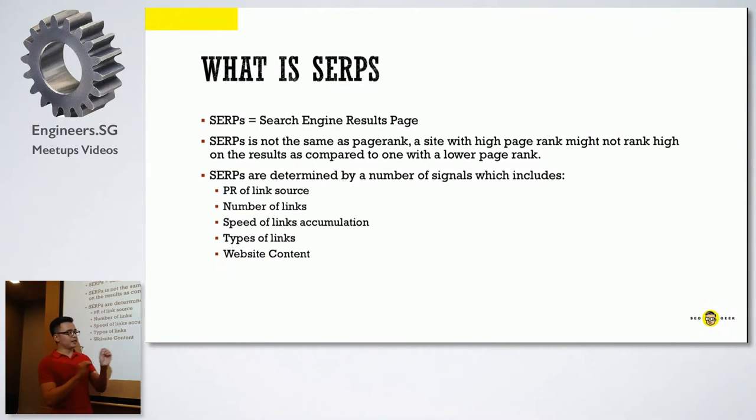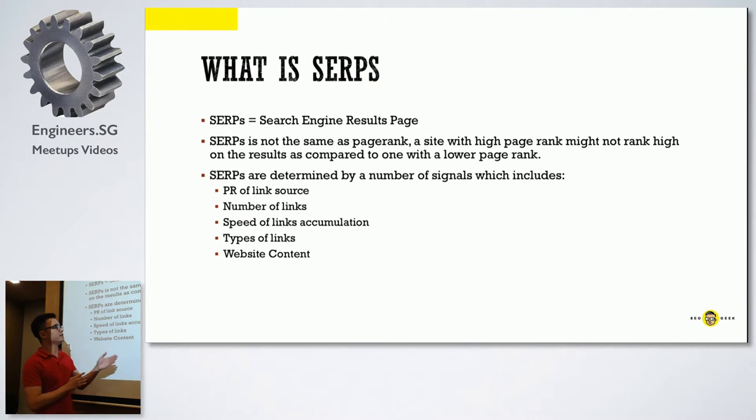Okay. The other thing, this is what I call SERPs, which is the search engine result pages. Okay. PageRank is a number. PageRank is a number assigned to your website. Okay, I can be a PageRank 5, but that doesn't mean that I will rank in the search engine pages. It's not the same thing. So I might be a very popular site, but I might not rank because there are various different ways that Google actually assigns their ranking results. Okay, so just now I said SERPs, so search engine result pages. So it's not the same.